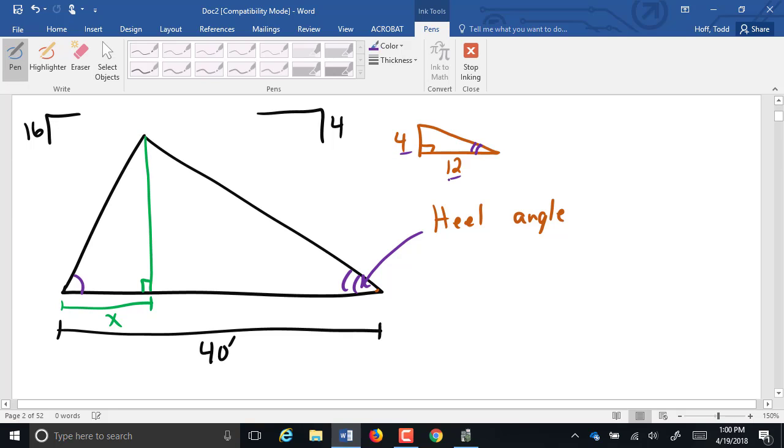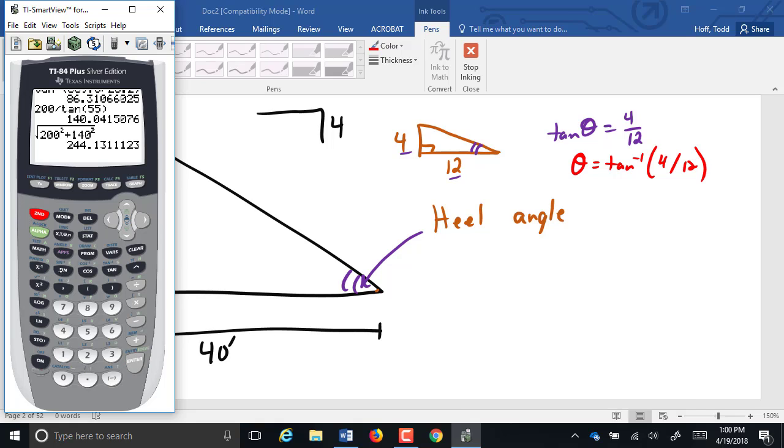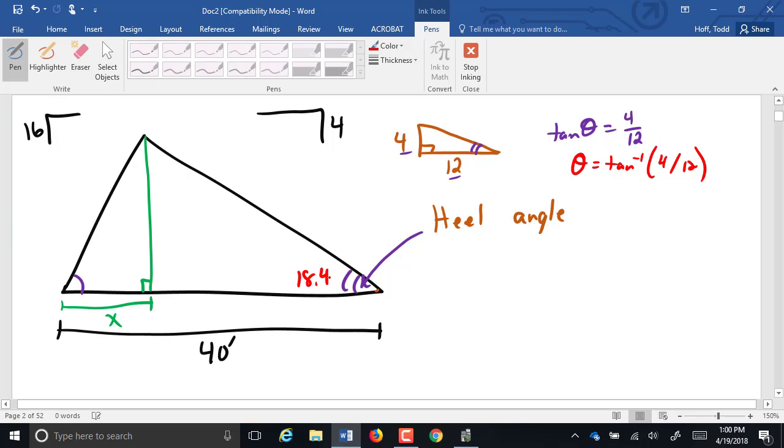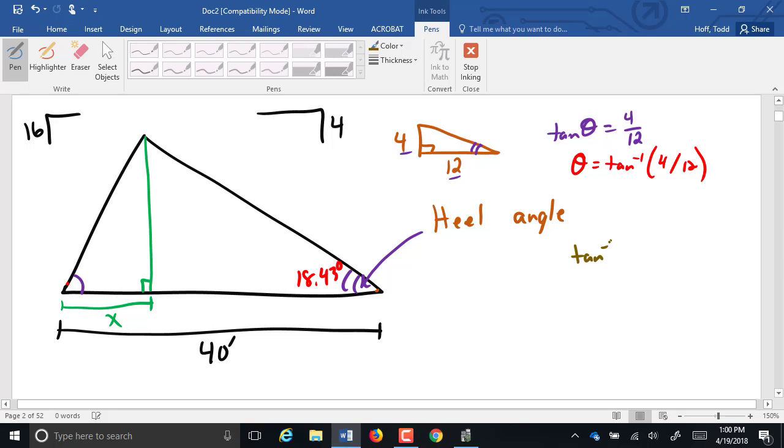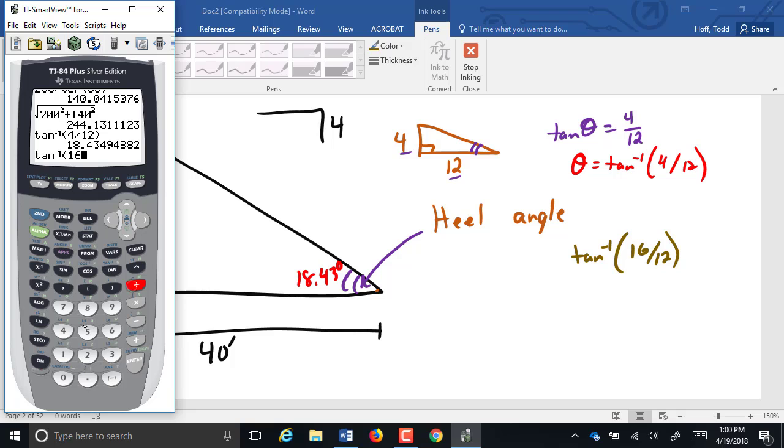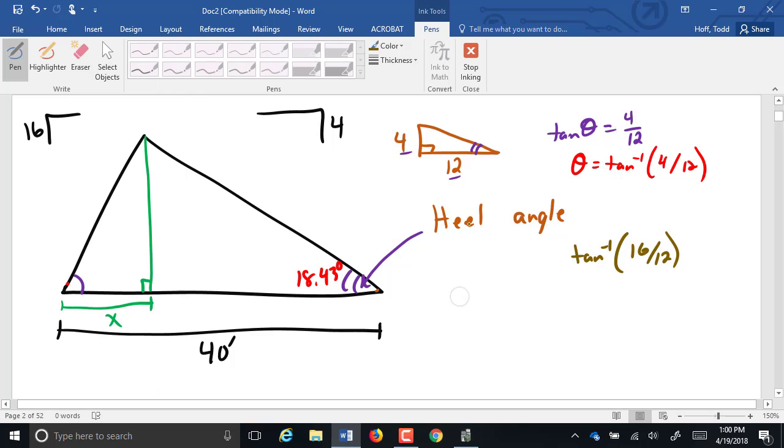That angle there involves the opposite and the adjacent side. What trig function is that? You had it. Tangent, right? So tangent of that angle equals 4/12. So to find the angle, it's the inverse tangent of 4/12, which is what, 18.43? Yes, that's 18.43 degrees. Over here, that heel angle is going to be the inverse tangent of 16/12. Yes, 53.13. Perfect.